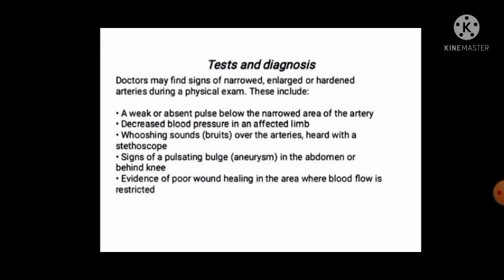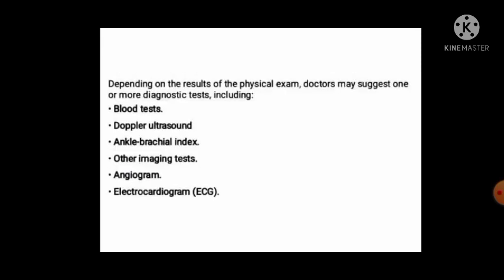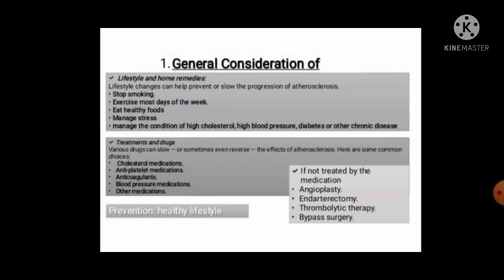Signs of a pulsing bulge, an aneurysm, in the abdomen or behind the knees. Evidence of poor wound healing in the area where the blood flow is restricted. Depending upon the result of the physical exam, the doctor may suggest one or more diagnostic tests, including blood tests, Doppler ultrasound, 2D echo, ankle brachial index, and other imaging tests. Angiography also includes angiogram, electrocardiogram, ECG.